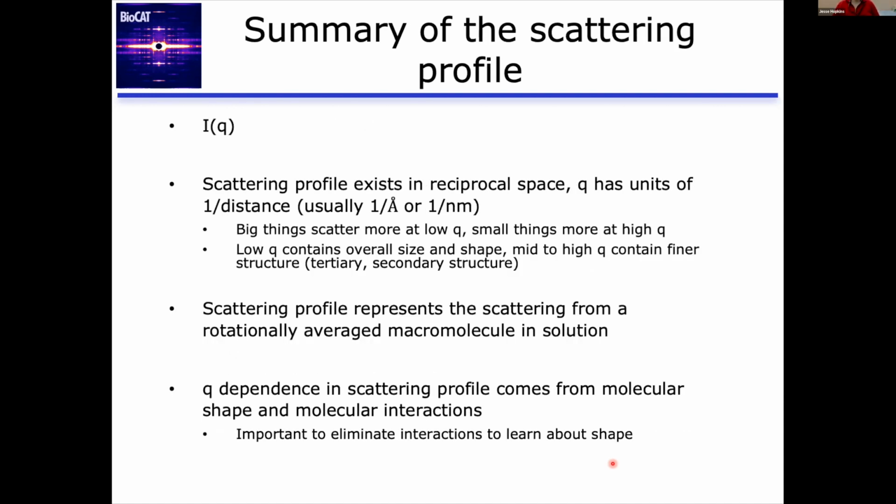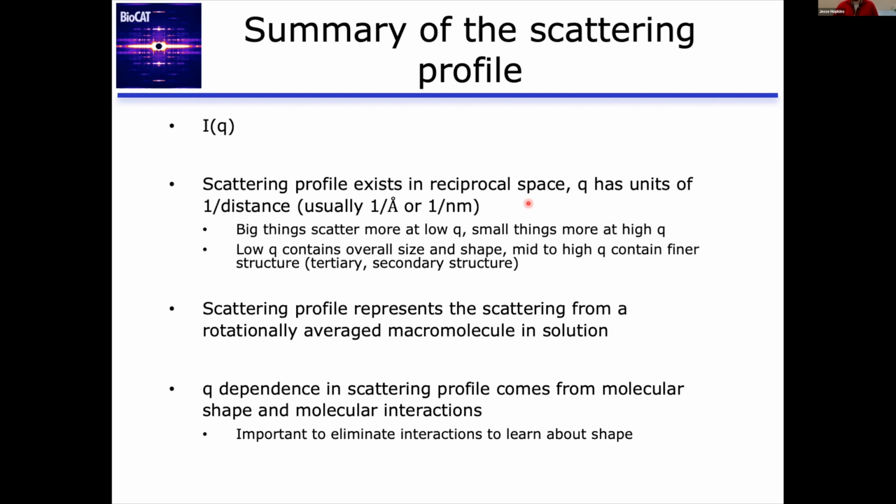The next thing that I want to say is a little bit more about what this scattering profile actually is. To summarize the previous slides, we call it I of Q, or I of S sometimes. It exists in reciprocal space. This means the Q value has units of 1 over distance, usually 1 over angstroms or 1 over nanometers. This is an unusual thing for people who haven't thought about scattering before, but what it basically means is that where things show up is reversed.